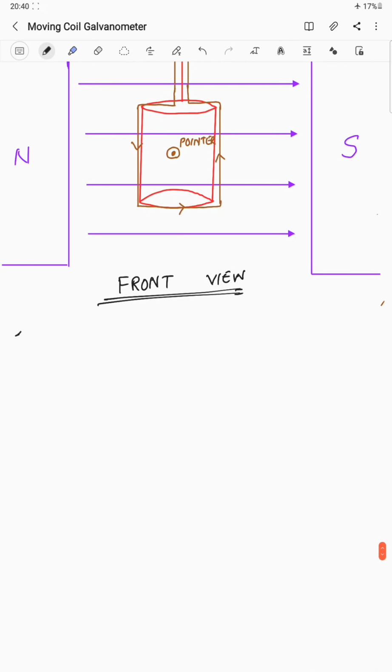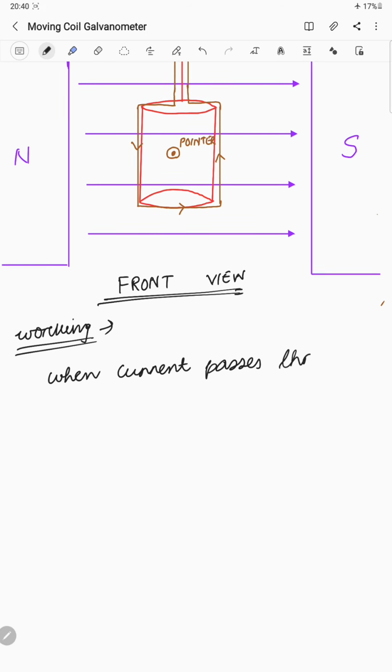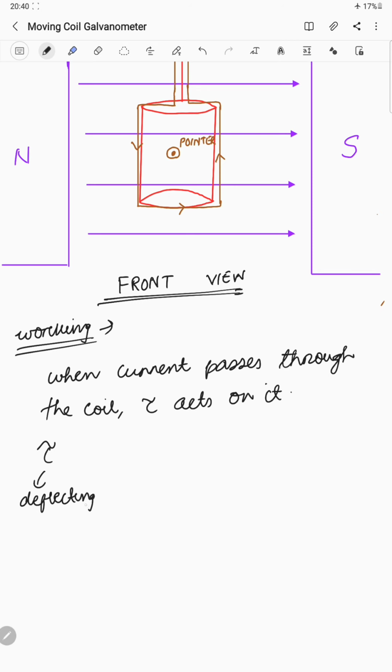In the working part, we know that when the current passes through the coil, a torque will act on the coil. So you can write, when current passes through the coil, torque acts on it. And that torque we can call the deflecting torque. And how much is it? This will be equal to N I A B sine theta.